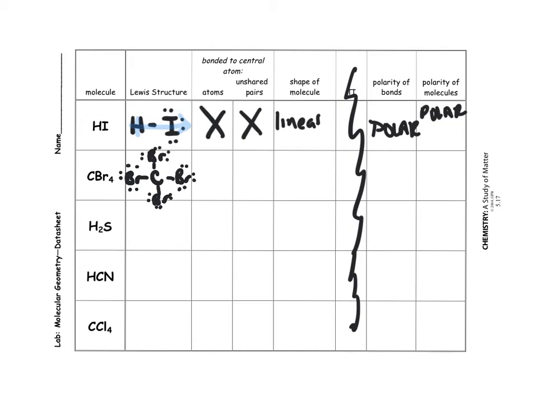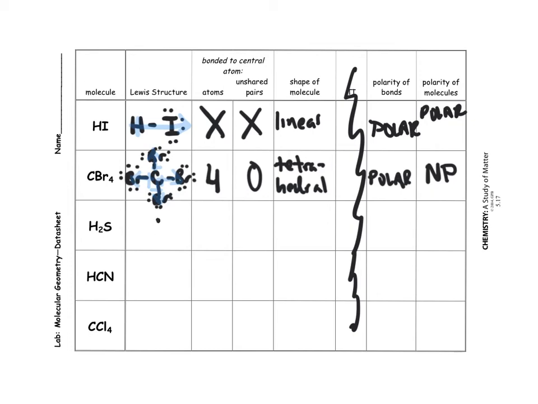This molecule has 4 atoms bound to the central atom and no unshared pairs. This molecule is tetrahedral. The bonds themselves are actually polar, but the molecule, we're going to say it's NP for nonpolar. This is because it's symmetrical and everything cancels. So if I were to draw this, this cancels, and this cancels. So there is no molecular dipole.